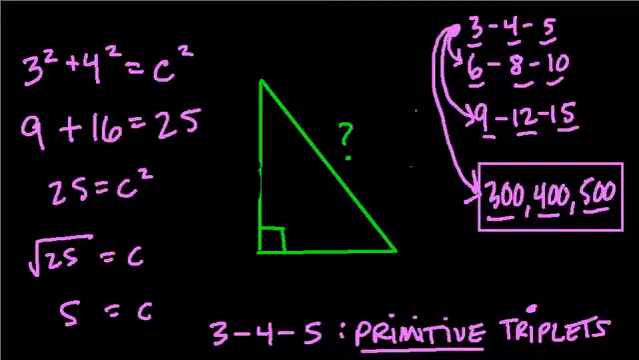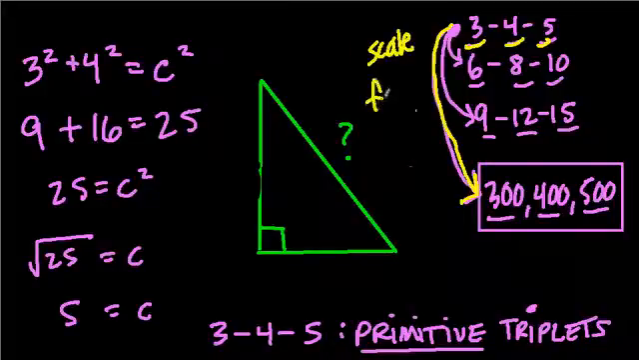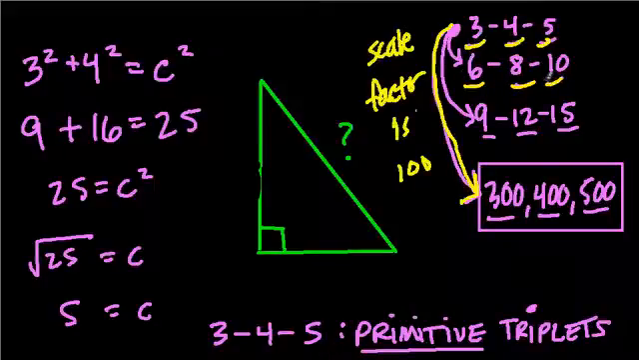So let's say I had the scale factor of 100, and by scale factor I just mean the number you're multiplying each side by from the original triplet. So here, to go from 3, 4, 5 to 300, 400, 500, I'm multiplying each side by 100. That's the scale factor. So the scale factor would then be 100, just for that one case. To go from 3, 4, 5 to 6, 8, 10, what's the scale factor? Well, it's 2 because I double each side. To go from 3, 4, 5 to 9, 12, 15, the scale factor is 3 because I triple each side.